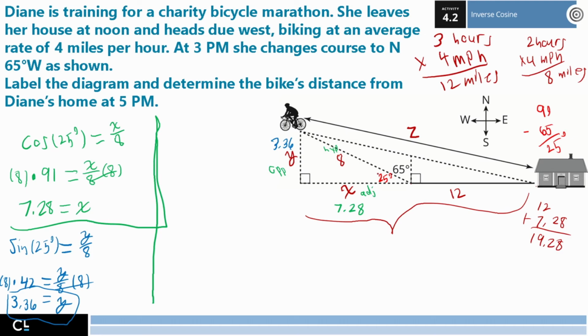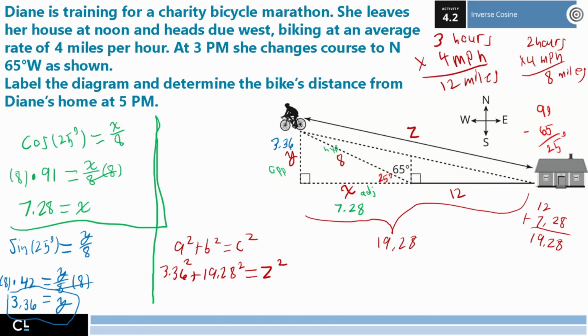And what we have here is we could use our Pythagorean theorem again. So we're going to say a squared plus b squared equals c squared, where my a is going to be 3.36 squared, plus my b, which is 19.28 squared, equals my c, which is going to be z squared. So finally, we just square these. We do 3.36 squared.